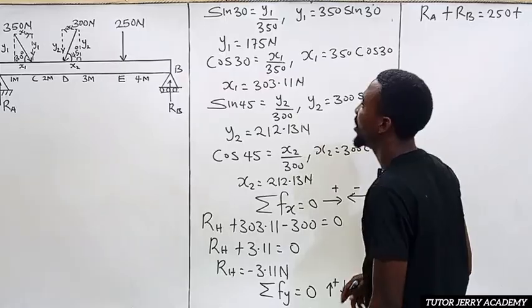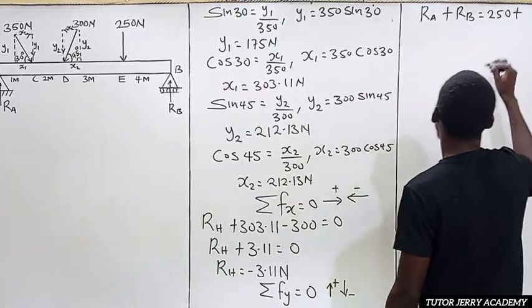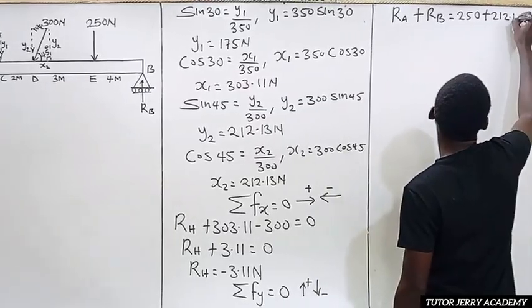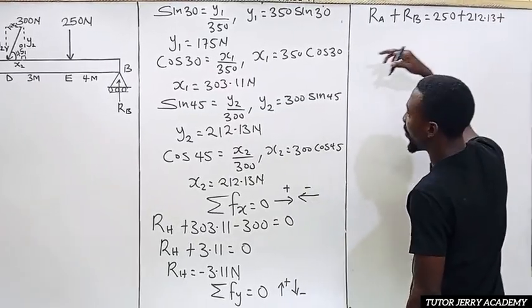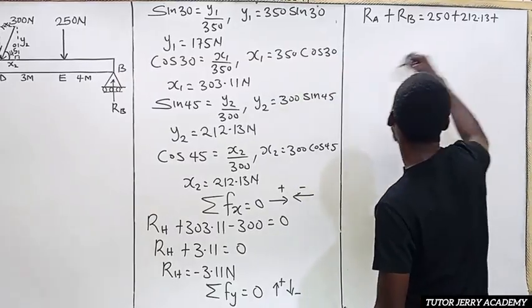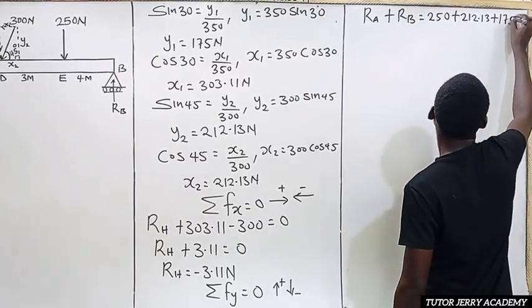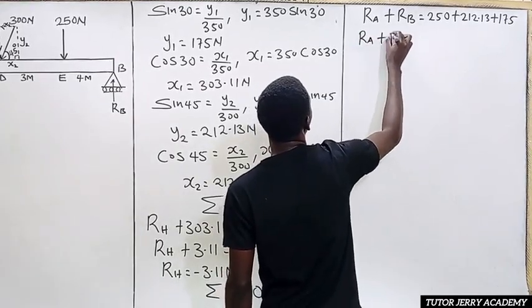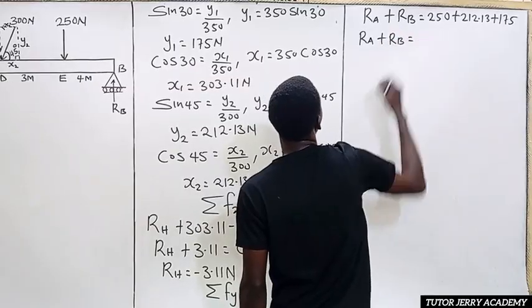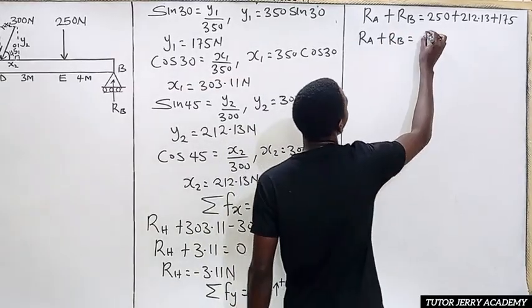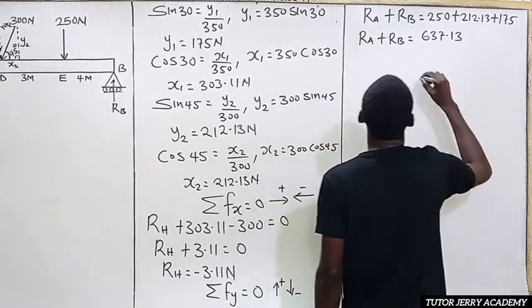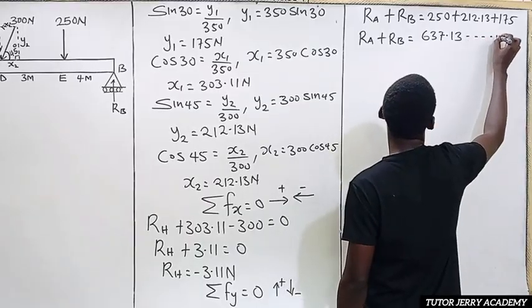Our Y2 is 212.13 plus our Y1. Our Y1 is 175. So by the time we sum this together, what do we have? 637.13. All right, so that's what we have. So let's call this one equation number 1.